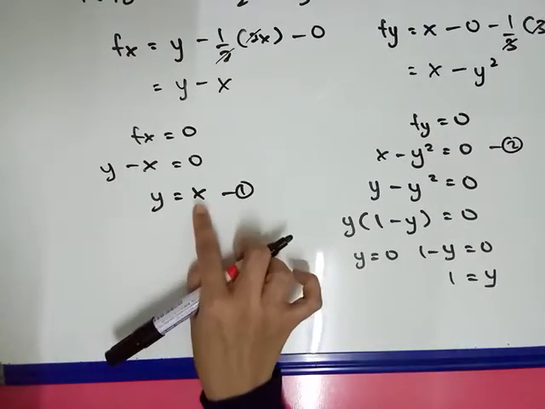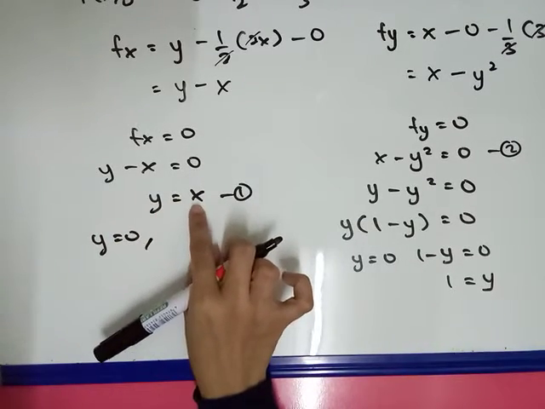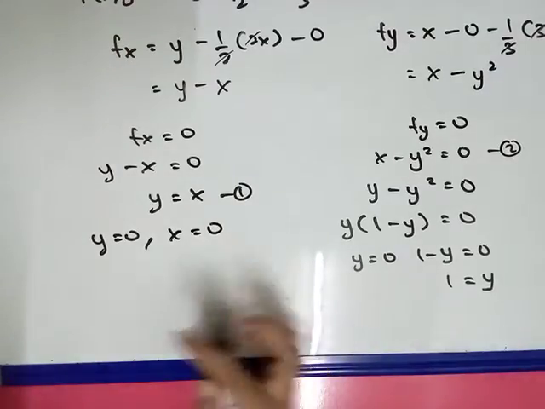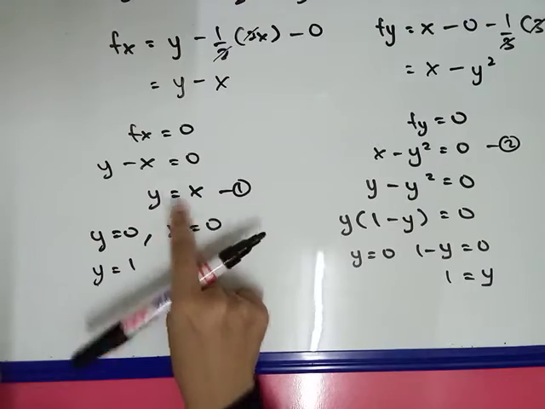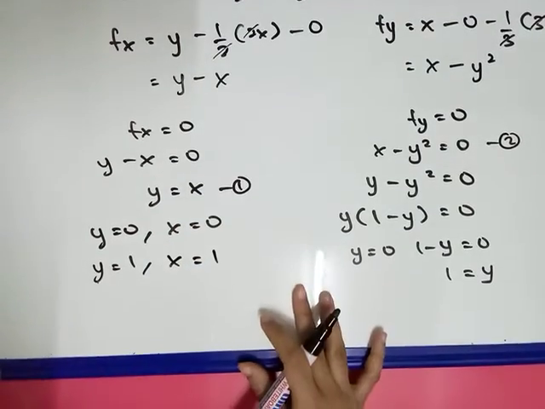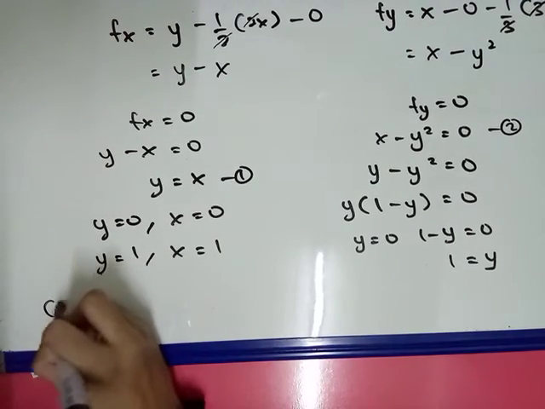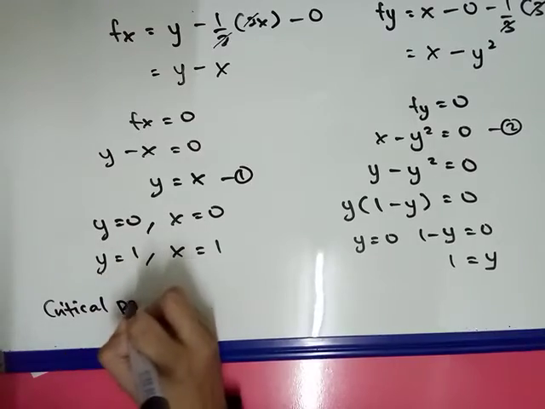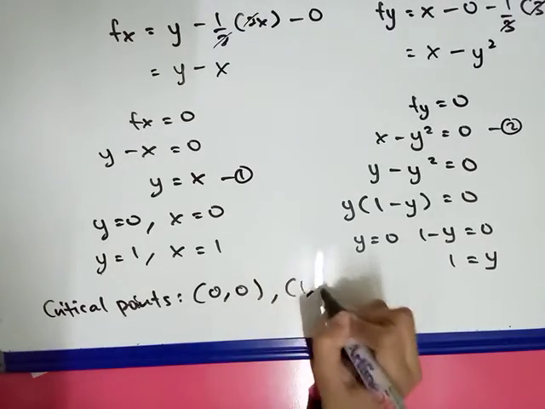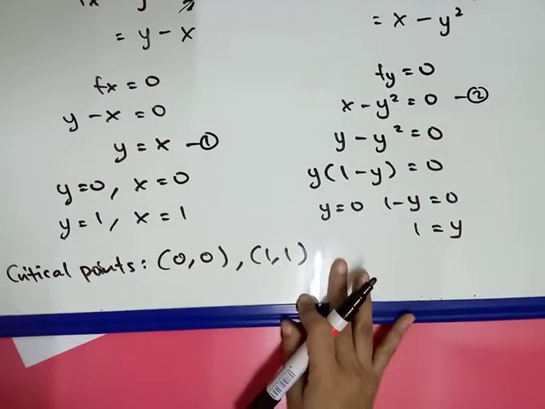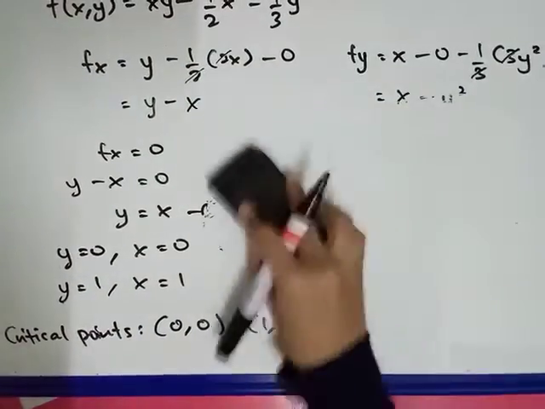Then we can solve for x. When y equals 0, substitute 0 into this y, that means x equals to 0. When y equals to 1, substitute 1 into this y, so x equals to 1 also. So we have two critical points here, which are (0, 0) and (1, 1). This is the second step. So third step.